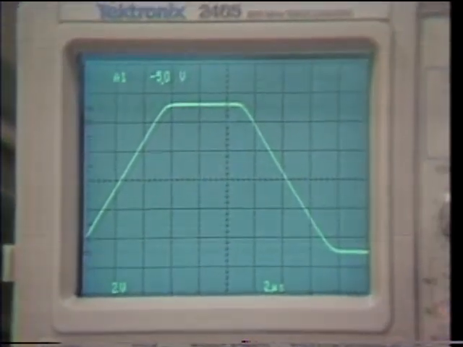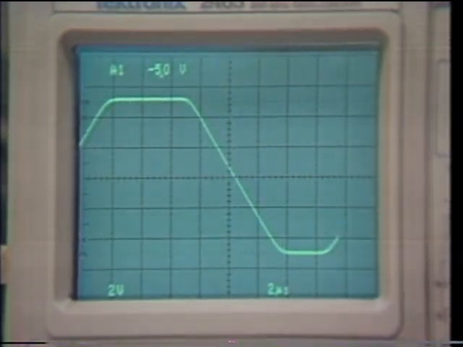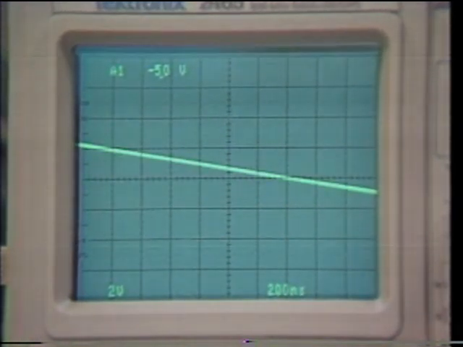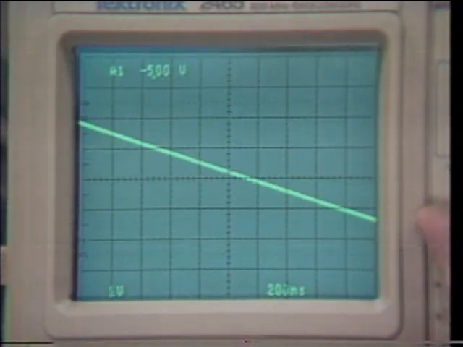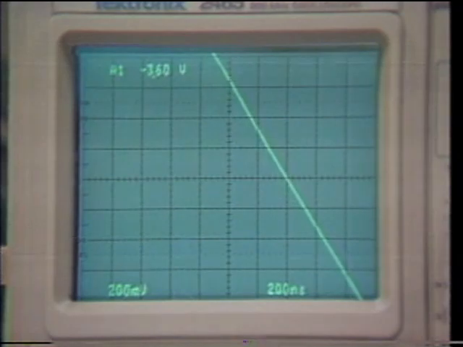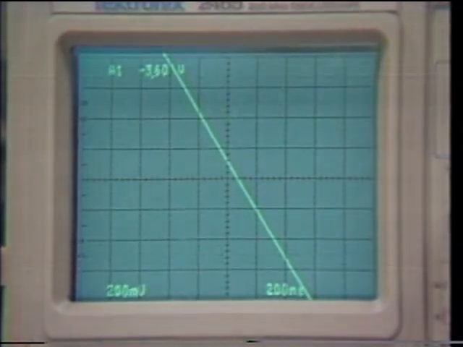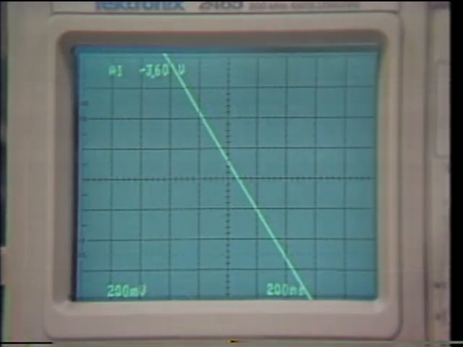In order to make this measurement, we first would like to expand the display for good resolution. We'll turn on the horizontal magnifier, and we'll also increase the vertical sensitivity. Now, since we've set the vertical at 200 millivolts per division, 1 volt is now 5 divisions in the vertical direction.